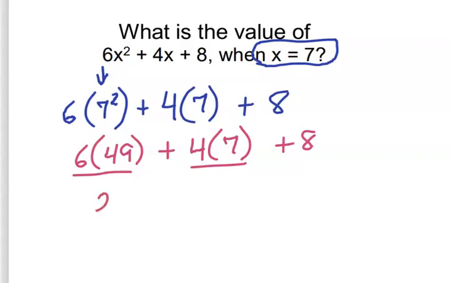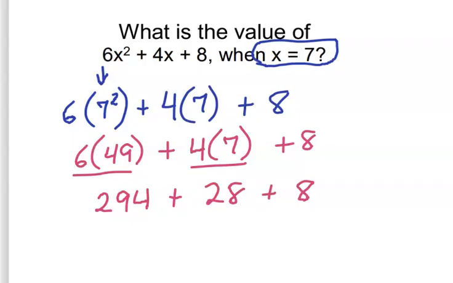And that is 294 plus, well, instead of rewriting the whole thing over and over, I'm just going to do this one real quick. 4 times 7, which is 28, plus 8. Okay, so now all we have left is addition, so we just go from left to right.